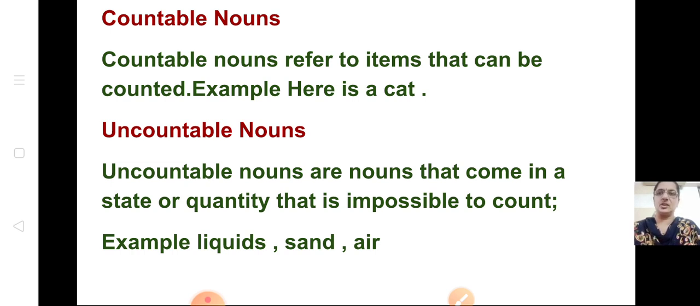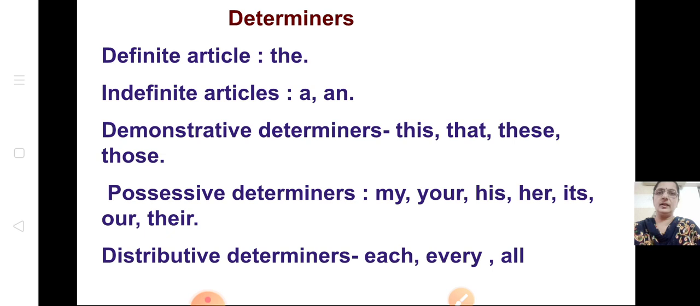We'll do a quick revision now. Okay, what did we learn in determiners? We learned articles a, an and the. Remember where we have to use an: before a vowel. A, E, I, O, U are the vowels. So before that an will come.